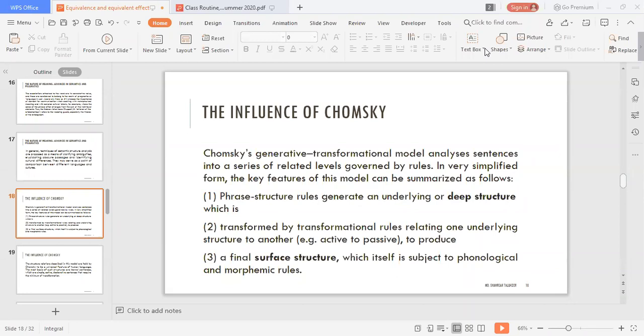Now, here you can see that there is a relation between the surface structure and the deep structure, because the transformational functions work as a link between the deep structure and the surface structure. I can give you an example. Here is a sentence. Listen to me very carefully. If you don't understand me, then just ask me, then I'll repeat it. Okay? Can you hear me? Okay, sir. Excellent.